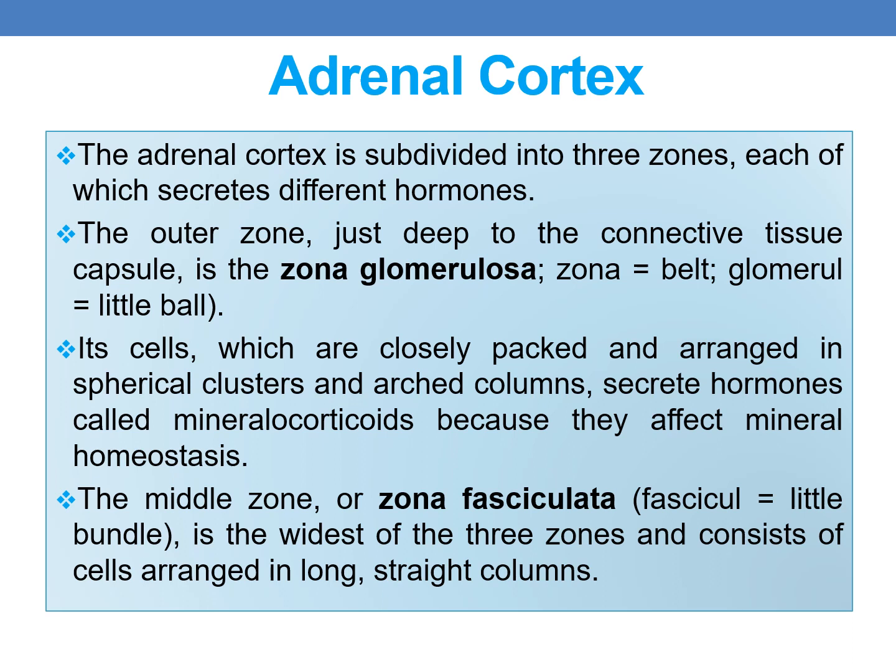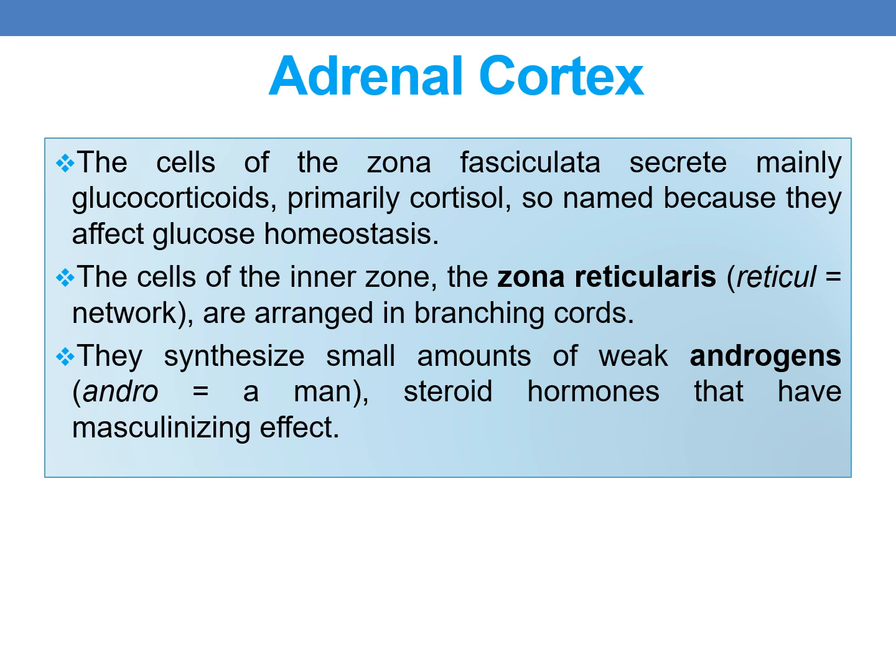The middle zone is the zona fasciculata. It is the widest of the 3 zones and consists of cells arranged in long straight columns. The cells of zona fasciculata secrete mainly glucocorticoids, primarily cortisol. They are called glucocorticoids because they affect glucose homeostasis. The cells of the inner zone, zona reticularis, are arranged in branching cords. They synthesize small amounts of weak androgens, steroid hormones that have a masculinizing effect.